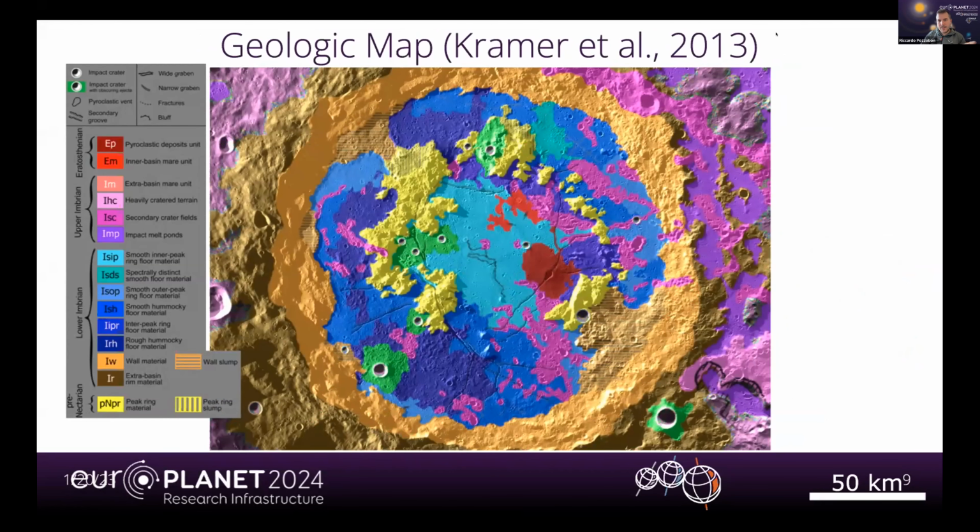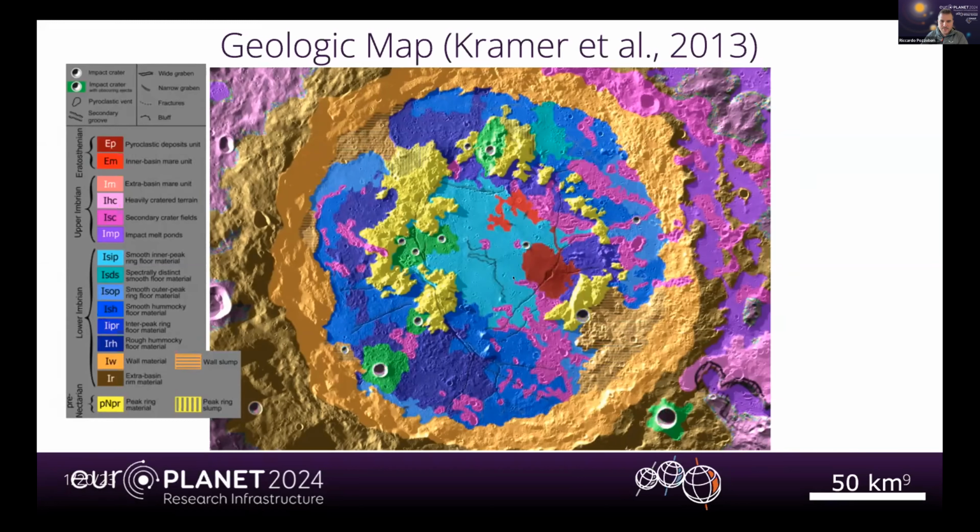And this is what Kramer et al. did in 2013. This is the geologic map of Schrödinger crater. And you see that they made a stratigraphy starting from the bottom, so the older units, going towards the top, so the younger units. So you have Pickering material, which is the oldest one, and then the wall material, and then going up, smooth inner Pickering floor material, which is this one, which is where we possibly want to land, and then impact melt ponds, so small areas around the great impact melt, and then inner basin mare unit.